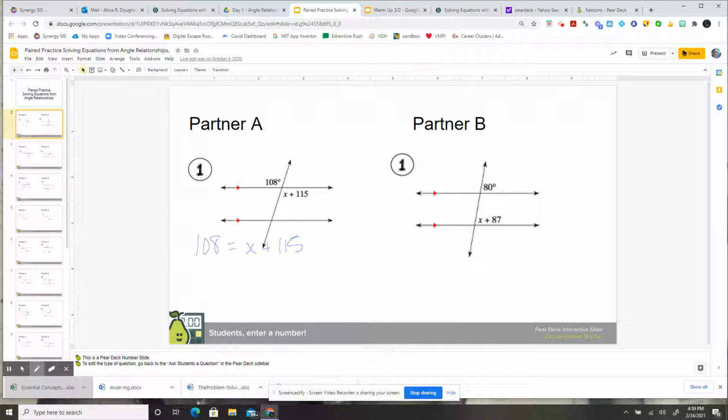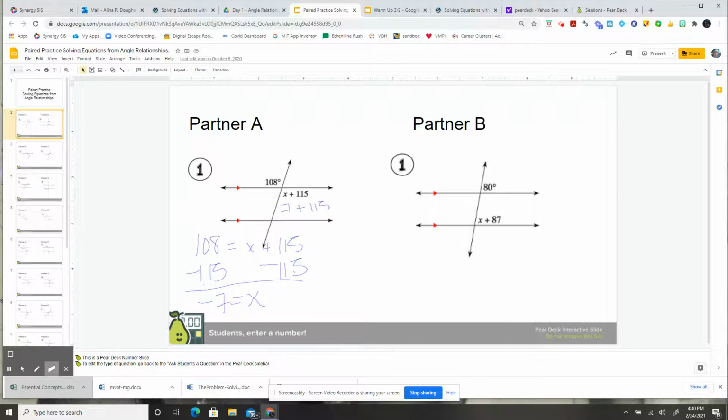Hopefully you can hear my calculator going. So I think x should equal 7, right? If I test that, I can substitute my 7 right here, 7 plus 115. I did that wrong. I know what I did. I didn't show my work. So if I subtract the 115 from both sides, I get x equals -7.